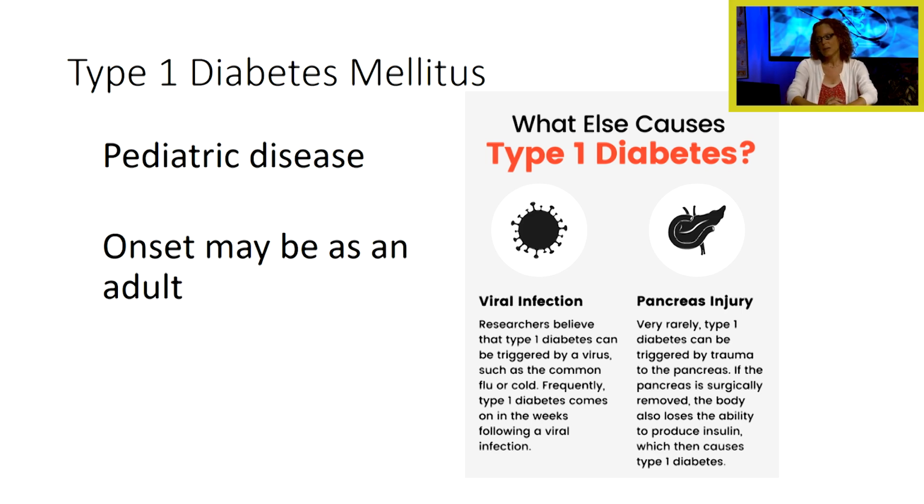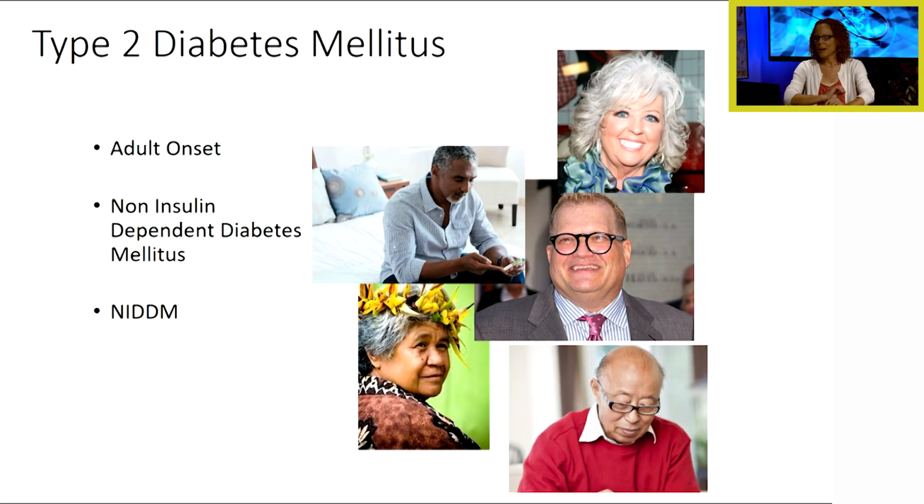Okay, so that's about type 1 there, right? So it can be onset as an adult. Now, let's talk about type 2. Type 2 diabetes is adult onset. It is a non-insulin dependent diabetes. And what this means is they are not dependent on insulin, okay? That means that their pancreas does make insulin, okay? Their pancreas does make insulin.